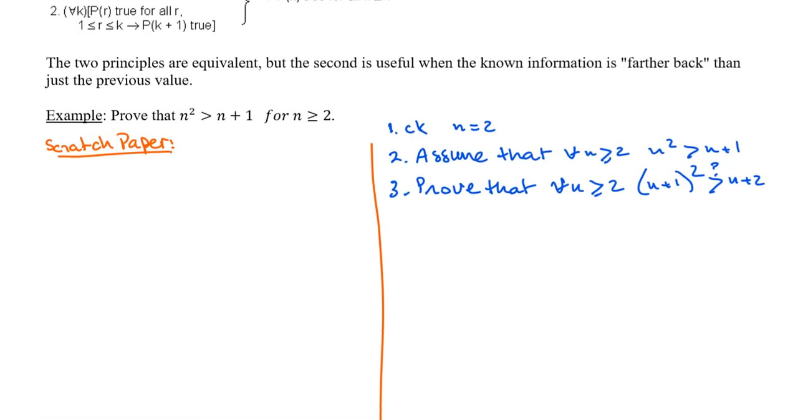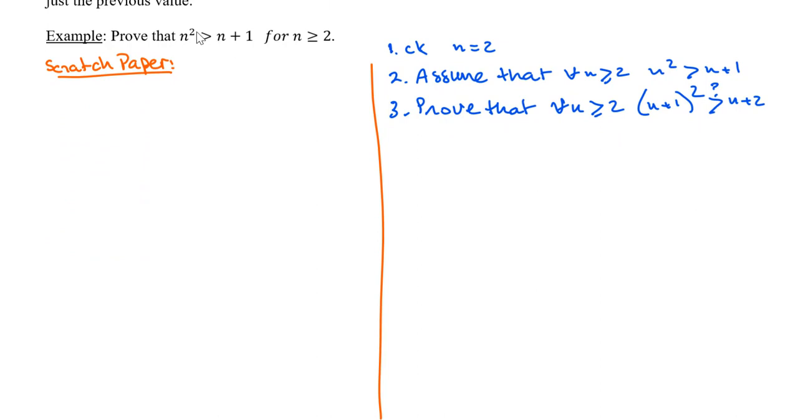So let's see. If we need to prove that n squared is greater than n plus 1 for all n greater than or equal to 2 using the second principle of mathematical induction, I'm going to check for the base case, which is n equal to 2. So here we have 2 squared. Is it greater than 2 plus 1? Well, 4 is greater than 3, so it's true.